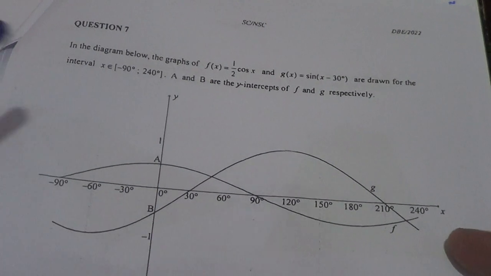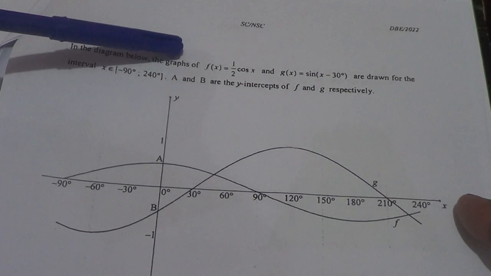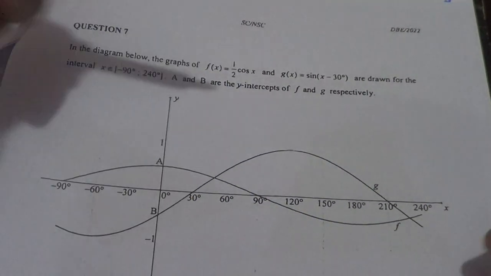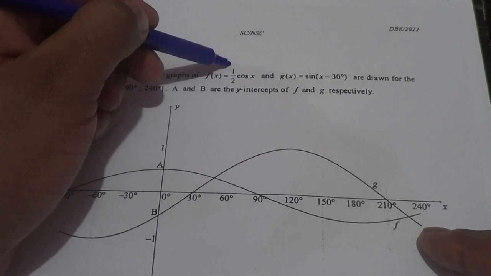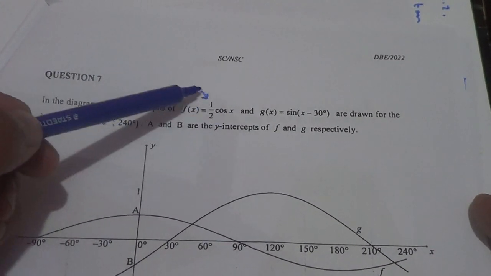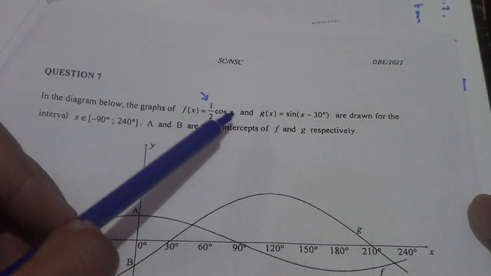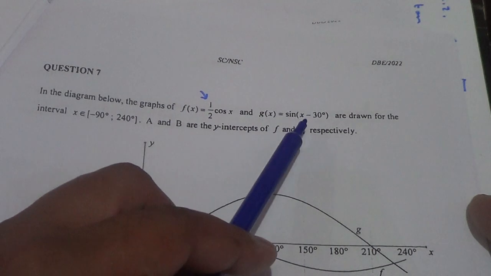Alright, so question 7 says, in the diagram below, the graphs of f of x equals half cos x. Now remember what happened to the amplitude? The amplitude is halved. Normally the amplitude is 1. Now it's half. Otherwise, the angle is the same, so the period is 360. g of x equals sine of x minus 30.